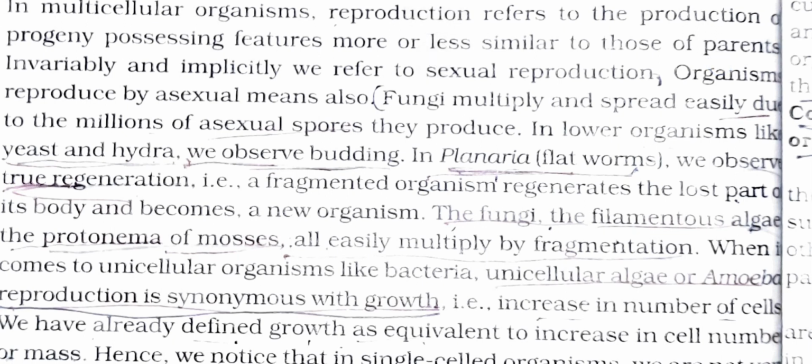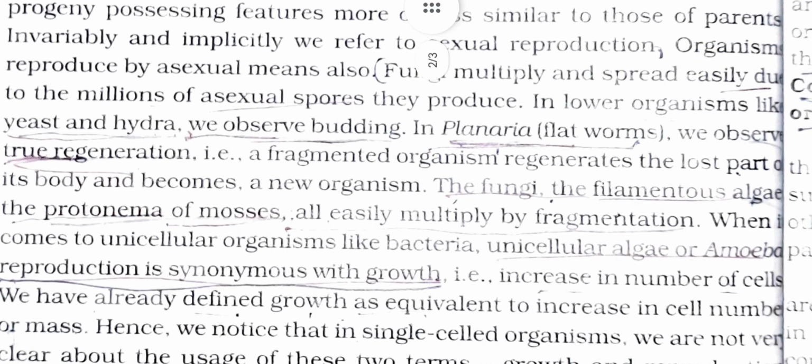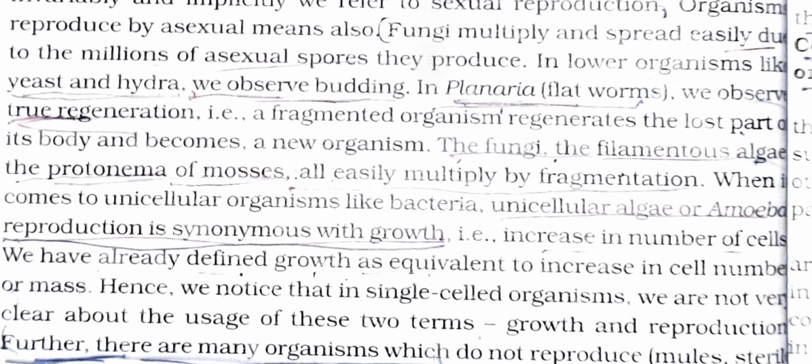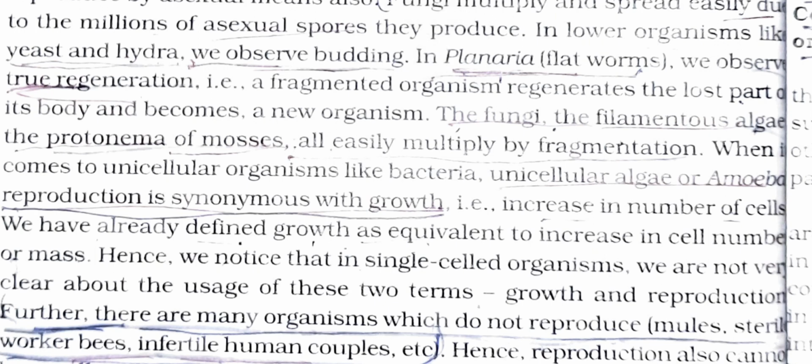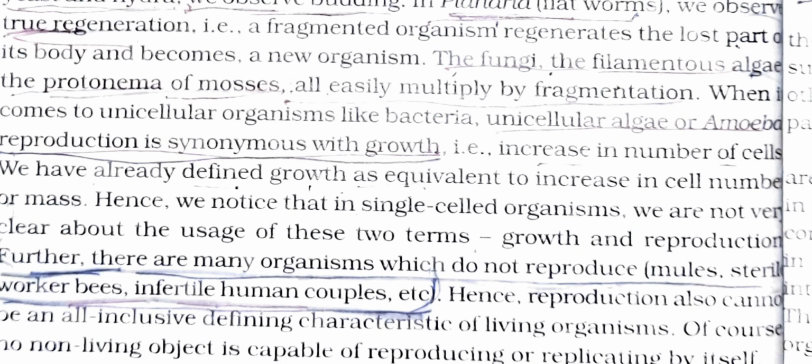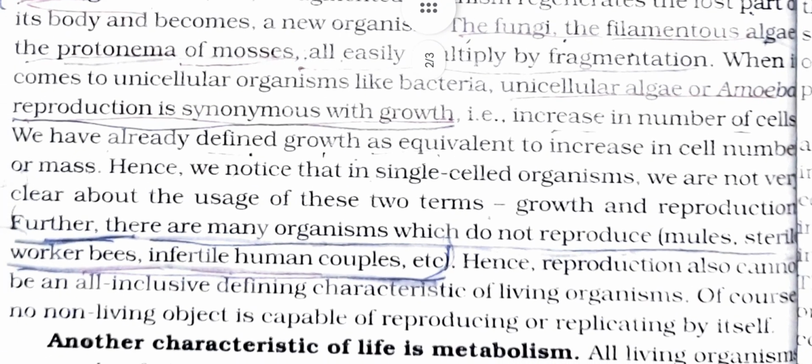When it comes to unicellular organisms like bacteria, unicellular algae or amoeba, reproduction is synonymous with growth. That means an increase in the number of cells. We have already defined growth as equivalent to an increase in cell number or mass. So the number of cells increases and mass also increases. Here we notice that in single-cell organisms we are not very clear about the use of these two terms, growth and reproduction. In a unicellular organism, it is very hard to define growth and reproduction separately.